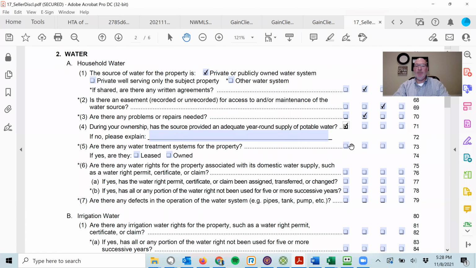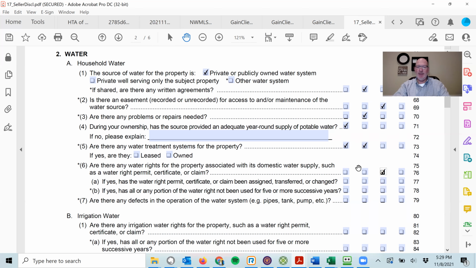Are there any water treatment systems on the property? Some people have filtration or things like that. So you would say yes if they did and no if they don't. And if they do have one, is it leased or owned? Are there any water rights for the property associated with a permit, certificate, or claim? Most people don't even know what that is.